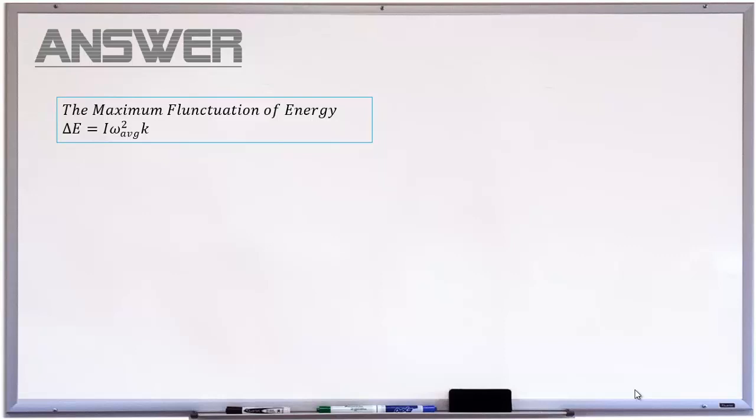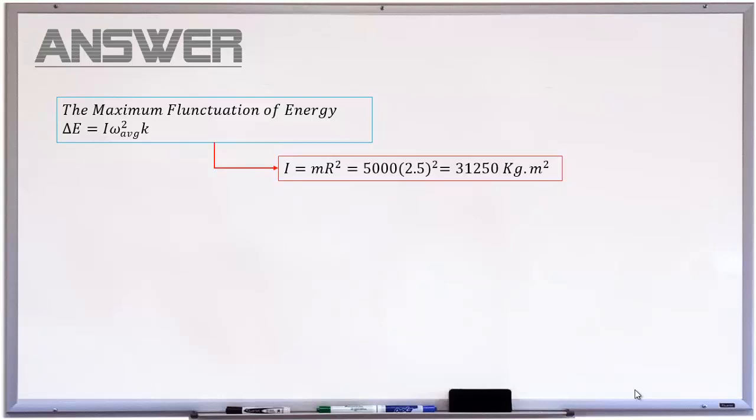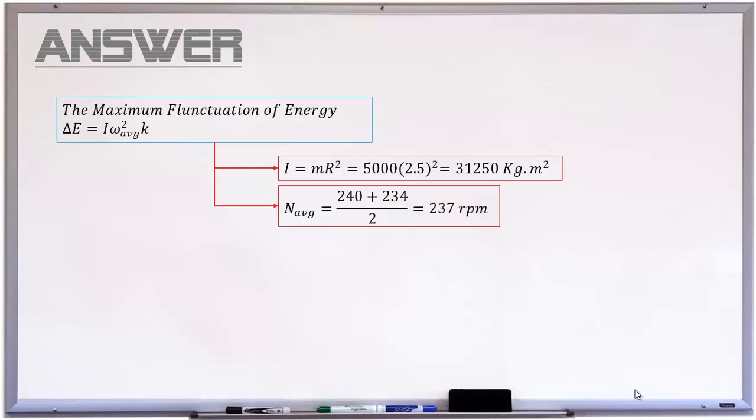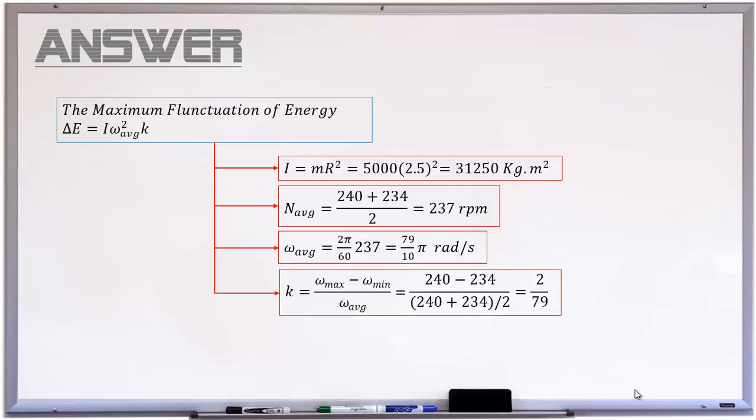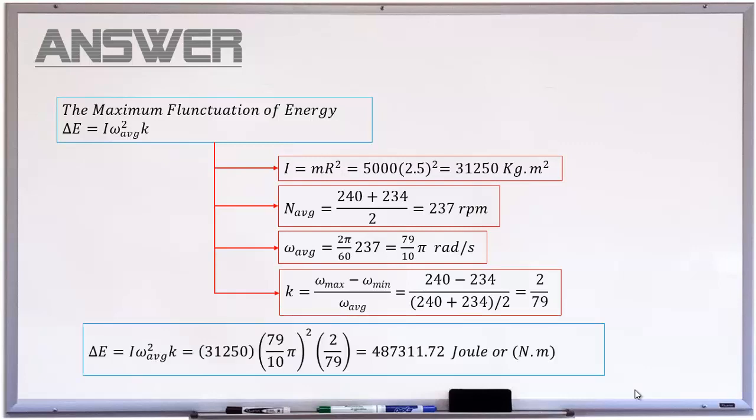By now, we know what parameters we need to calculate, so we calculate the I from the givens of the problem, which equals this value you see on the screen. Next, we calculate the average rotational speed, and then we convert this value into rad per second by multiplying it by 2 pi over 60. And finally, we calculate the k from this relation. Now we have calculated all the parameters we need, so we get our answer for the maximum fluctuation of energy.